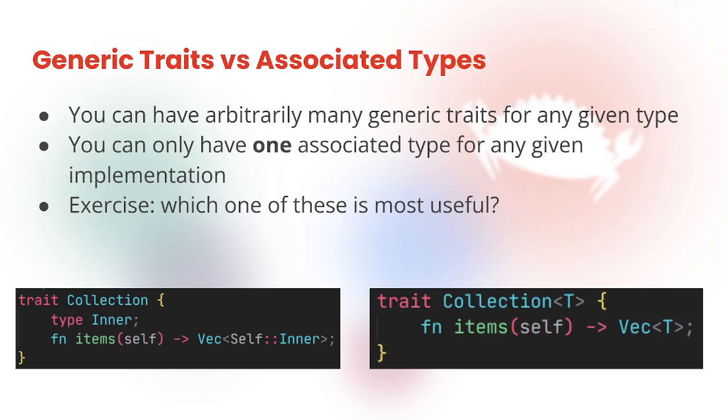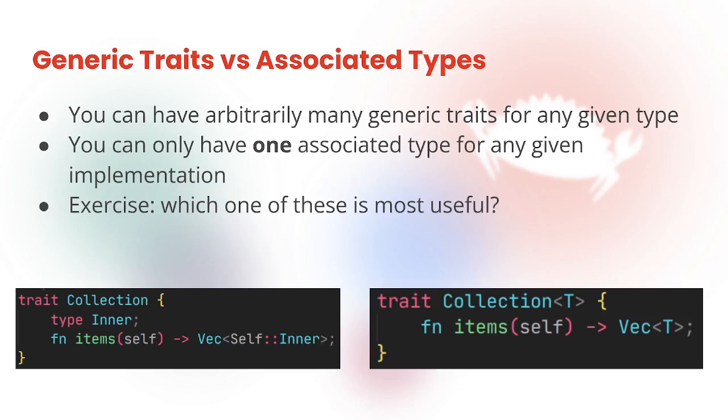No, wait. Oh, yeah, okay. Because the generic trait is implying that you could have multiple types, the same type could be a collection of multiple different types, which is not particularly useful and can also be actively obnoxious to use because there's no canonical inner type. So associated type is the way to go in this case.